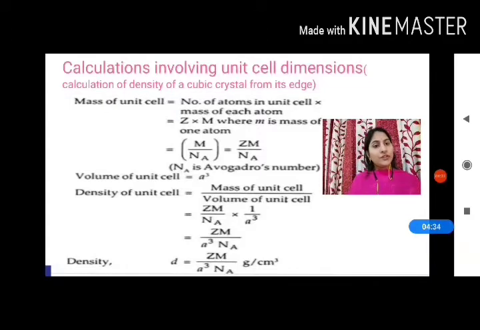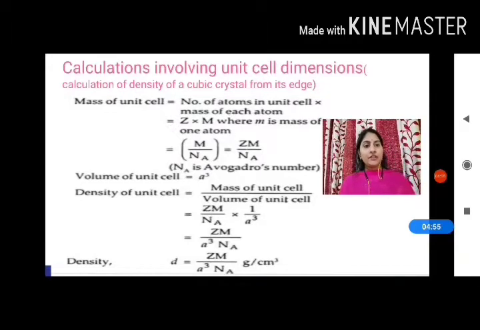So the mass of the unit cell would be the number of atoms in the unit cell multiplied by the mass of each atom, that is Z into m, where small m is the mass of one atom. So m upon Avogadro number is the mass of an atom in a unit cell, and Zm upon Avogadro number is the mass of the unit cell. Volume of the unit cell is a cube.